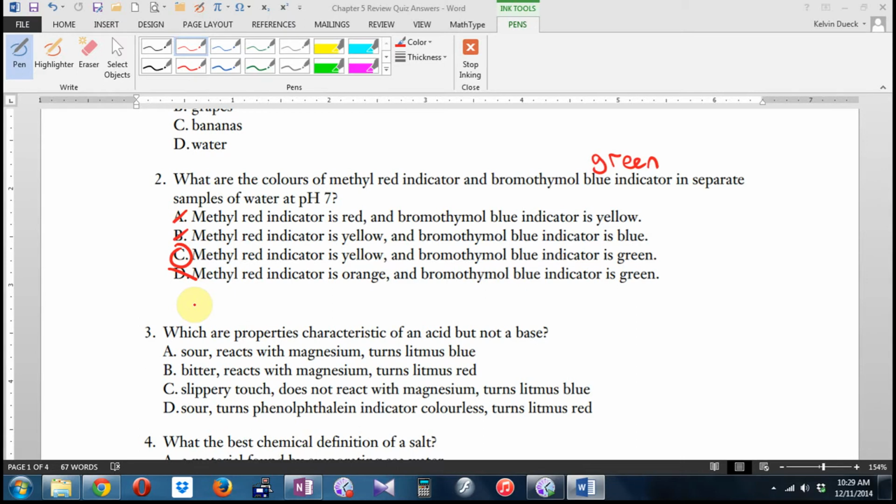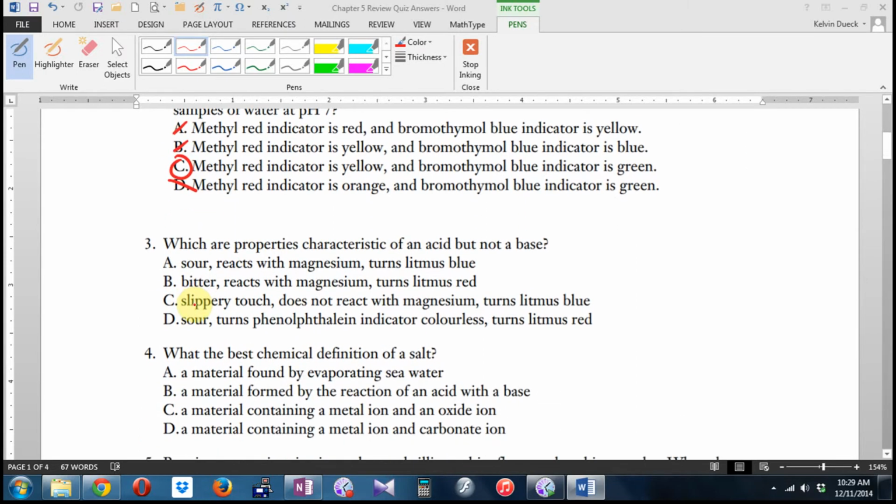What are properties characteristic of an acid but not a base? They're not bitter. They're not slippery. So it's either A or D. Remember, soap is a base. It's bitter. It's slippery. Sour, reacts with magnesium, turns litmus blue. Ooh, wait a minute. I'm looking at my sheet. When I put litmus into an acid, it does not turn blue. It turns red. So that's correct, and that's correct. Does phenolphthalein remain colorless in an acid? Yep. D.